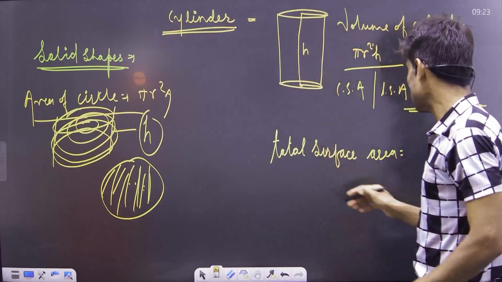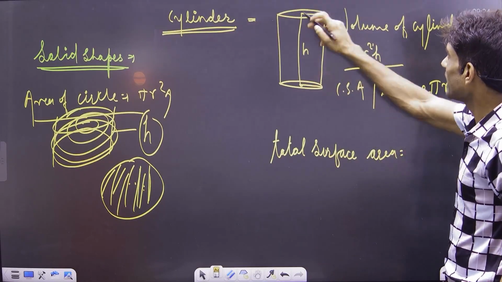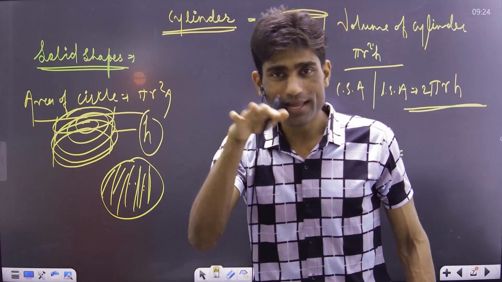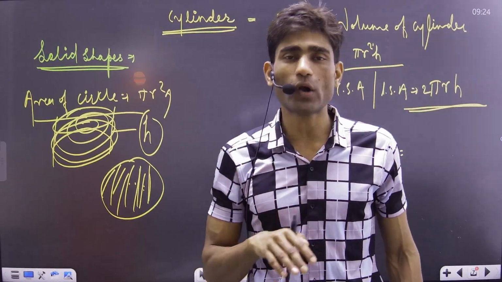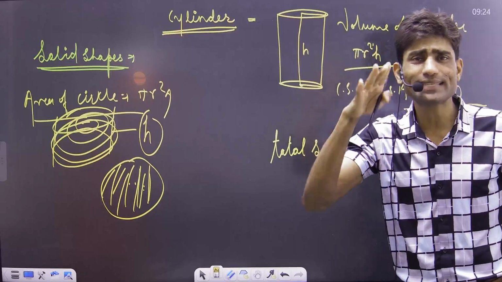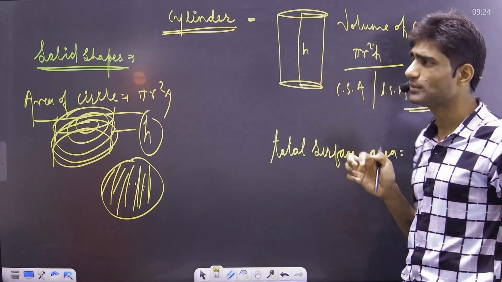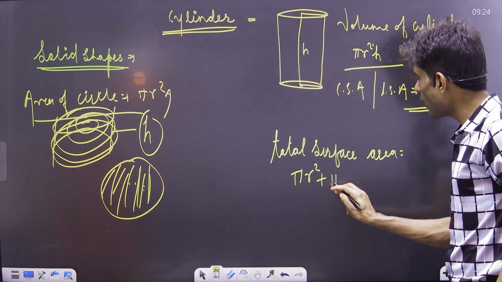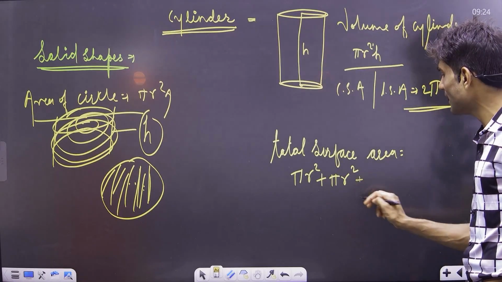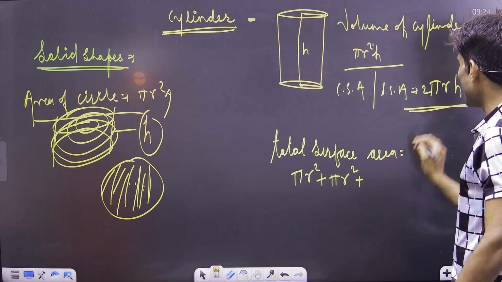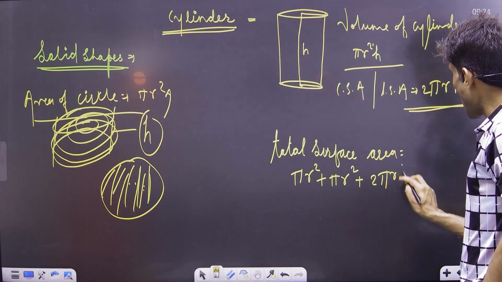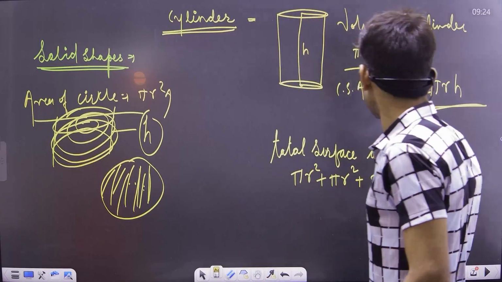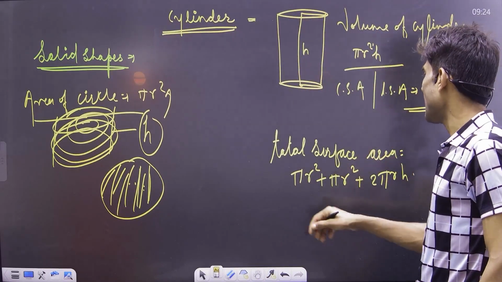Now for the total surface area of our cylinder, we write the area of the top. Area of the top means we have one circle at the top. Area of the bottom is also a circle at the bottom. So the area of the top circle is pi r square, the area of the bottom circle is pi r square, and the curved surface area, we know, is 2 pi r h, which is the curved or lateral surface area.